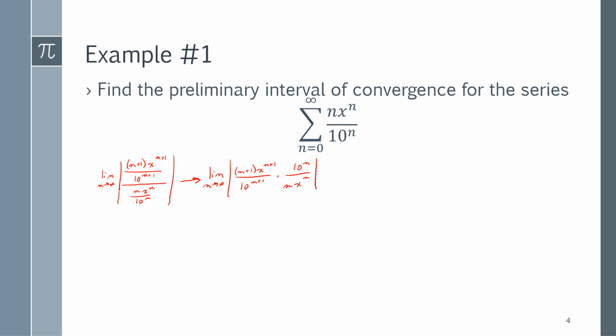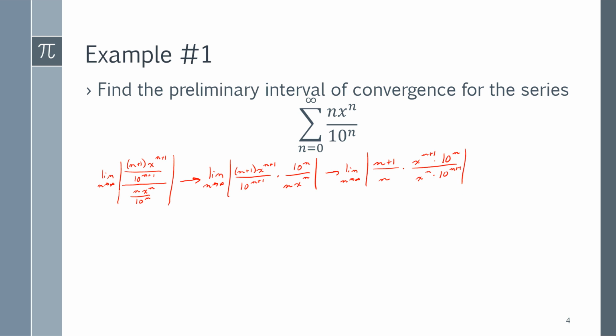Now, what we're going to want to do here is group anything that's based on n in its own little fraction. Anything that has x's or anything that has the tens can go in a different fraction here. So I'm just going to do some rearranging. So I have the limit as n goes to infinity of the absolute value. I have an n plus 1 over n. And then I have x to the n plus 1 times 10 to the n over x to the n times 10 to the n plus 1.